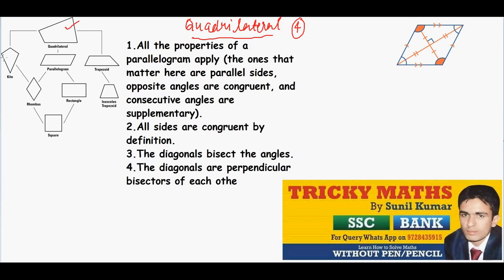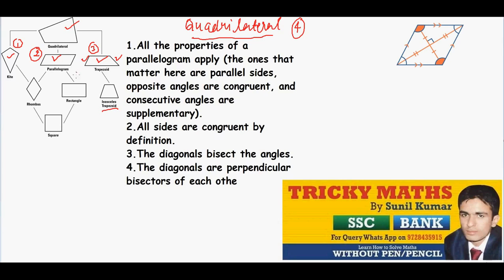A quadrilateral can be classified in three ways. One is kite, we will study it. The other is parallelogram and the third is trapezoid or trapezium. Trapezoid may also be isosceles. Isosceles means if both the non-parallel sides are equal, then it will be called an isosceles trapezoid.